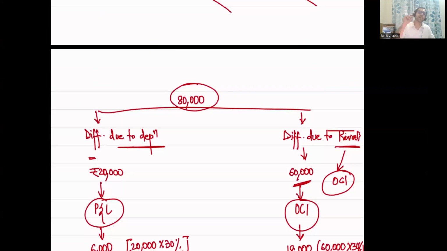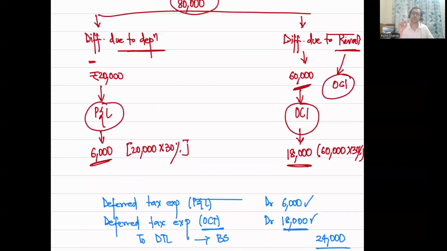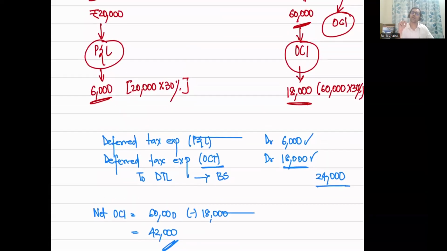So what I tried to communicate using example number 4 is that if there is any gain or loss recognized in OCI, the tax impact on such gain or loss should also be recognized in other comprehensive income itself. If I have a revaluation gain recognized in OCI, any deferred tax calculated as a result of such revaluation gain should also be recognized in OCI. Over here, I had a gain of 60,000, therefore a deferred tax expense of 18,000 is recognized in OCI, and the net other comprehensive income is 60,000 less 18,000, which is 42,000.